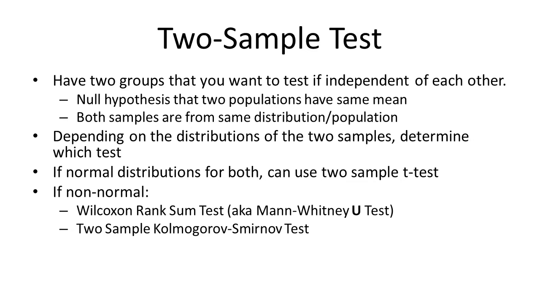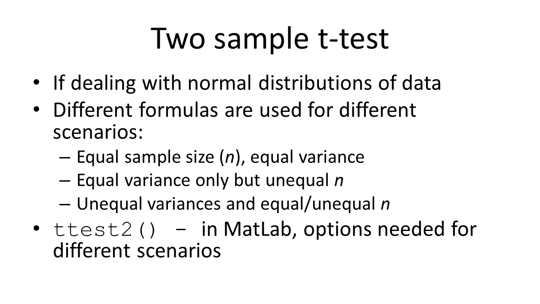Depending on the distribution of the two samples, it will help you determine which test to use. If it's a normal distribution, then you use the two-sample t-test. If it's not normal, there are two: the Wilcoxon rank sum test, or the U-test that I'll refer to, or the two-sample KS test. So for the two-sample t-test, you're basically dealing with normal distributions of data.